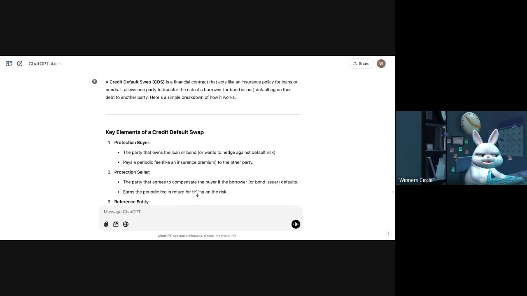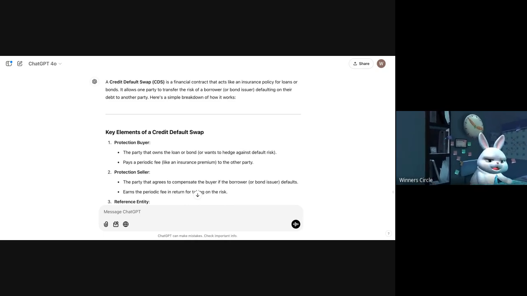But I want to explain certain terms because people use these terms in a certain context, and I want to make sure that you understand. So I'm going to bring you through ChatGPT, and then I'm going to show you what a credit default swap is, and I'm going to explain it to you.